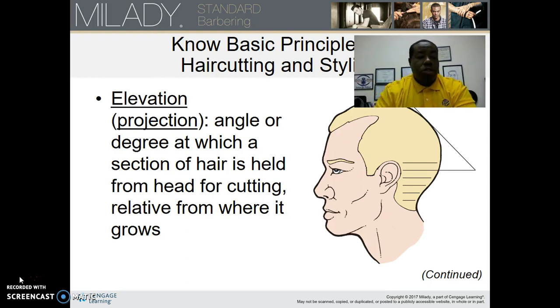All right, so we're starting off with elevation, which is also known as projection. This is defined here as well, and you have a picture depicted here to talk about what elevation is. Elevation is important because when you're doing any kind of cut, the hair is supposed to be cut at a specific elevation, whether it's 0-degree, 45-degree, 90-degree, or a long layered style, which is 180-degree elevation. You want to make sure the hair is held relative to where it grows, as that point says.